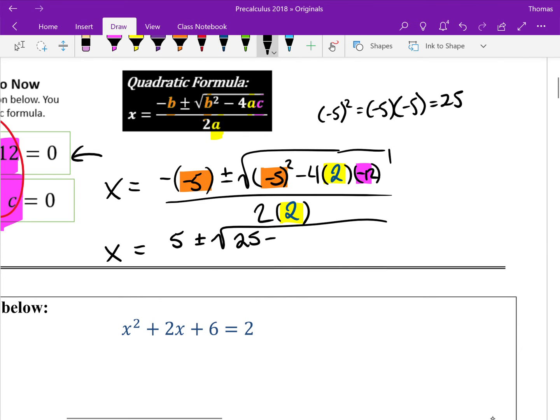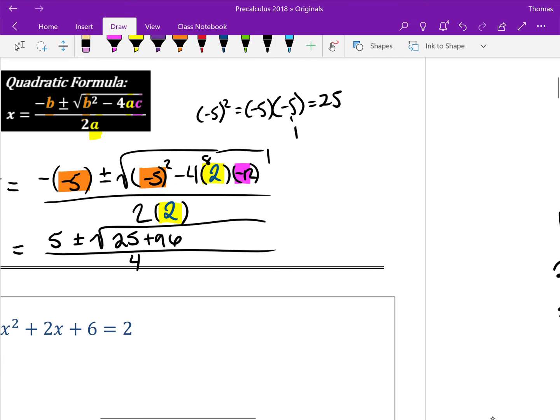We'll do this all at once. 4 times 2 is 8. 8 times negative 12, let me do that out. 8 times 12 is 96. So we're going to have 96. But there's another negative here. So we have a negative, another negative. That just means positive 96. All over 2 times 2, which is 4. So we've taken a step simplifying. Simplify it down a little bit further.